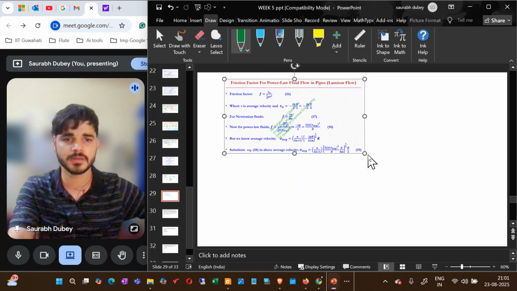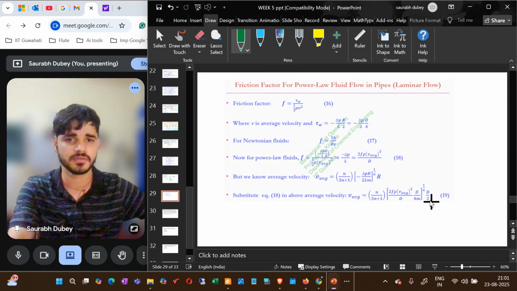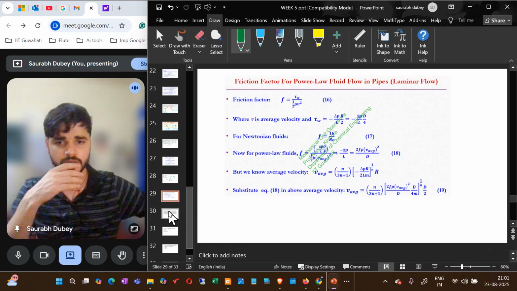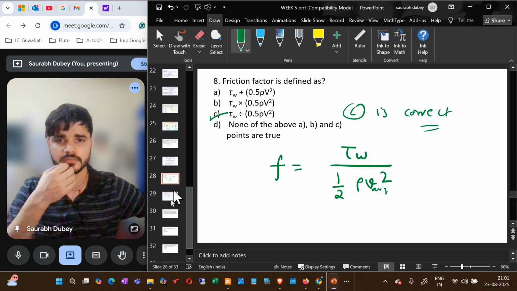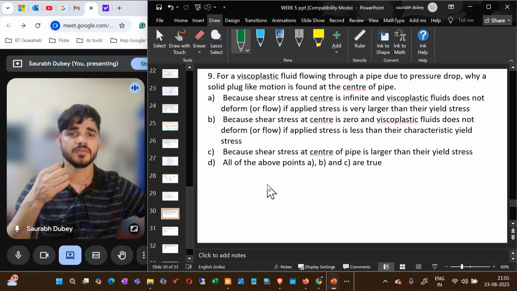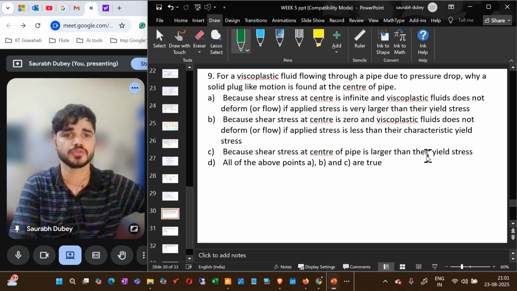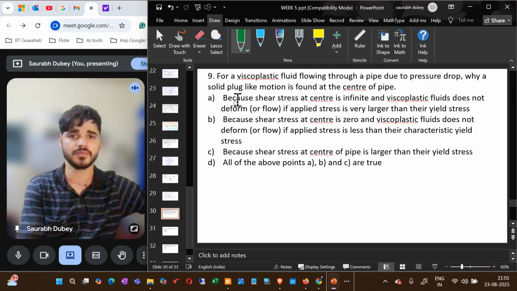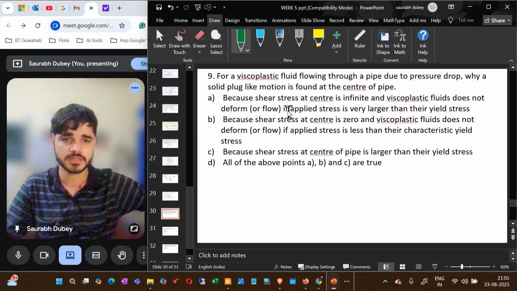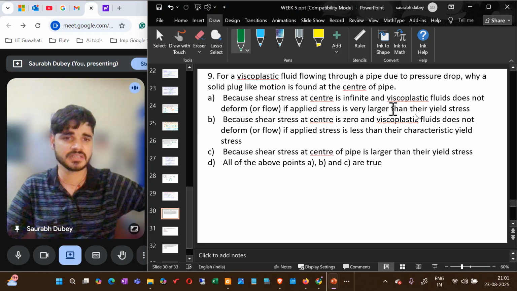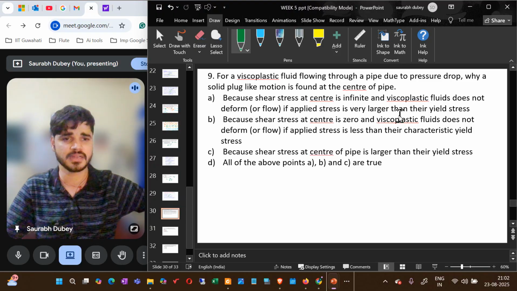I think we will be having 5 minutes more, because already we have solved like 8 questions, I think. Yes. So the ninth question is, for a viscoplastic fluid flowing through a pipe due to pressure drop, why is solid plug-like motion found at the center of the pipe? Because shear stress at the center is infinite and viscoplastic fluid does not deform or flow if the applied shear is very larger than that of the initial.